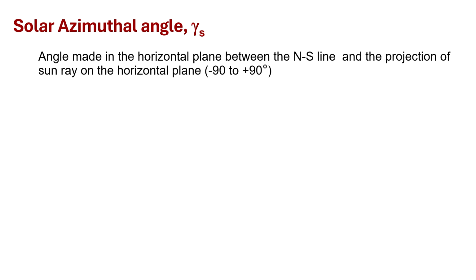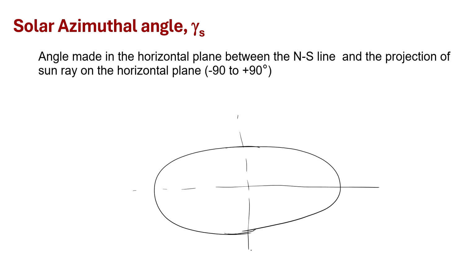And the other angle that we consider is the solar azimuth angle. So, again this is the angle which is made in the horizontal plane between the north south line and the projection of the sun ray on the horizontal plane, that is minus 90 to plus 90. So, let us say this is the horizontal, east, west, north, south, okay, and we have the sun somewhere here.